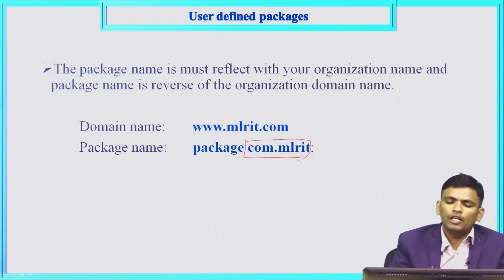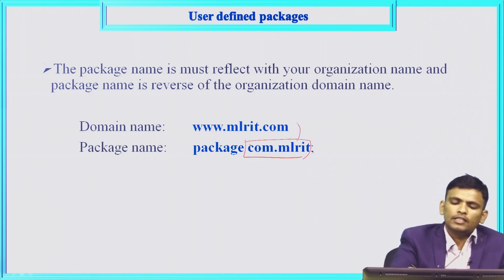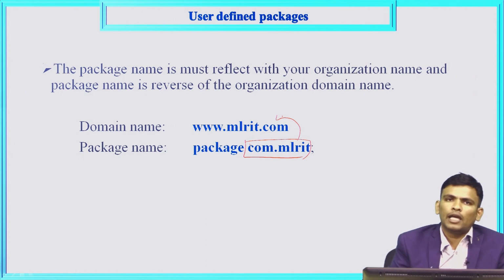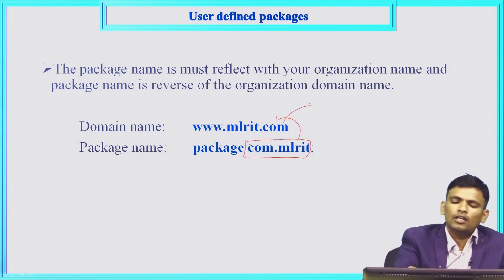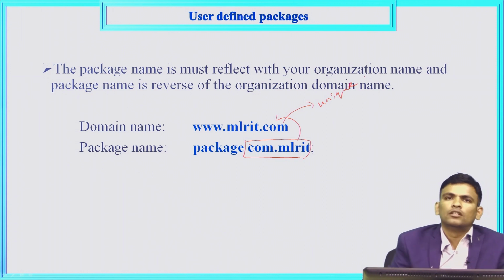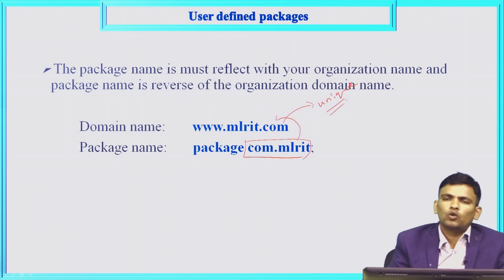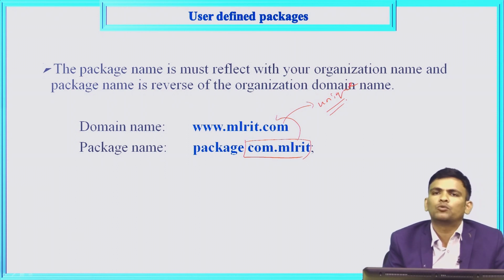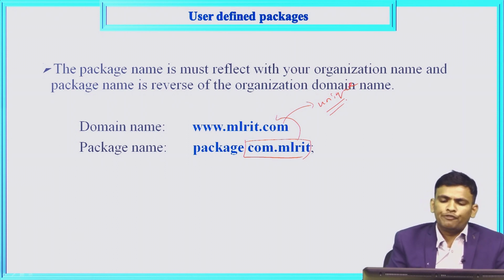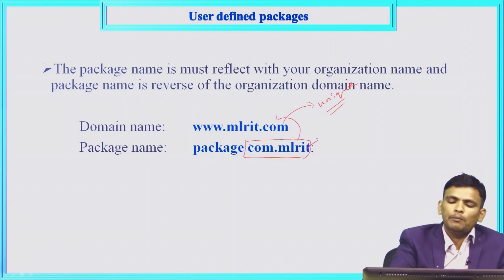So why do we take only com.mlrit? Because com.mlrit is derived from the domain name only. The domain name is unique over the network. As we know, the package name must be unique. If you take the domain name, obviously we can achieve uniqueness, okay. If you want, you can take any name, but this is the recommended naming convention.